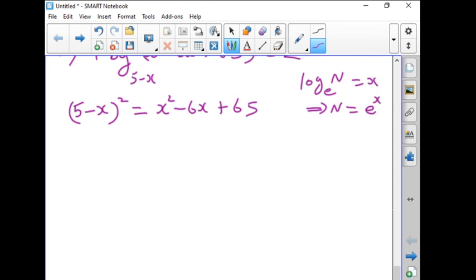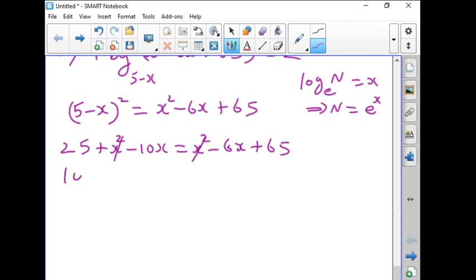So 5 minus x the whole square, now expand it. 25 plus x square minus 10x is equal to x square minus 6x plus 65. X square gets cancelled, both the sides we are having, so it gets cancelled. From left hand side terms, take it to the right hand side. So we get 10x minus 6x plus 65 minus 25 is equal to 0. So 4x plus 40 is equal to 0.